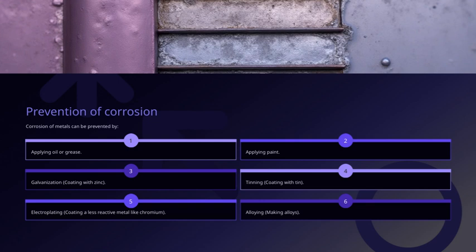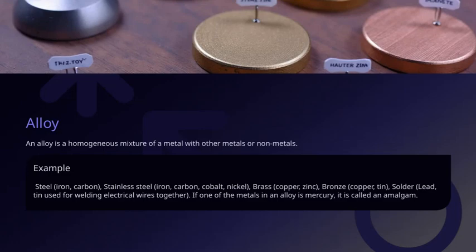Lastly, applying oil or grease is a simple but effective way to protect metals, especially in machinery, by creating a barrier that repels moisture and reduces friction. All these methods are part of a broader strategy to prevent corrosion, which is essential to prolong the life and maintain the integrity of metal structures and objects. Now let's look at some common examples of alloys.